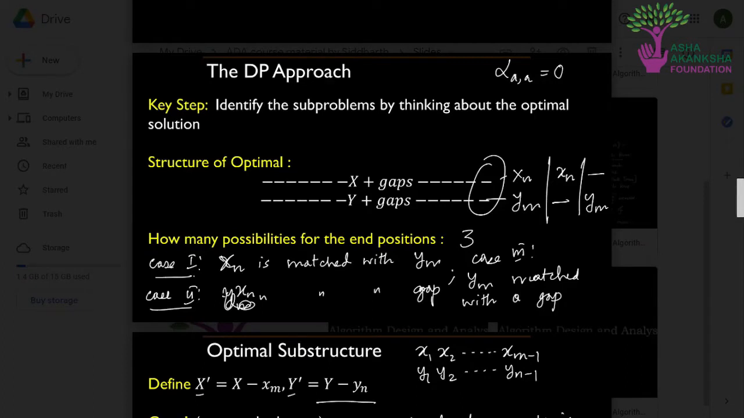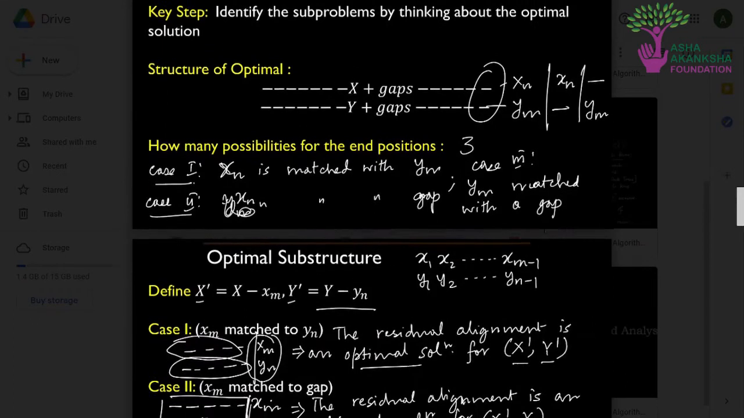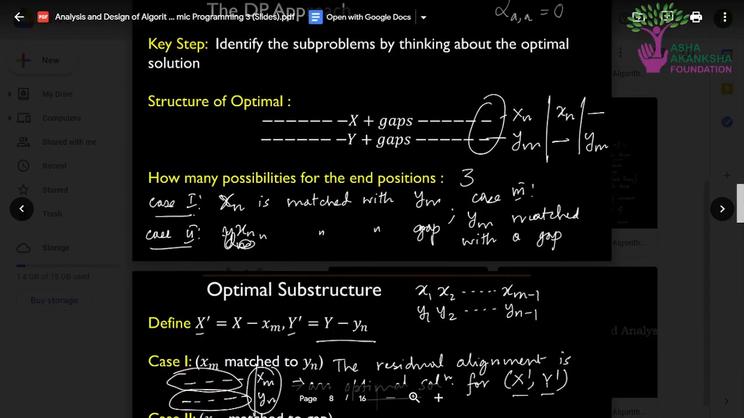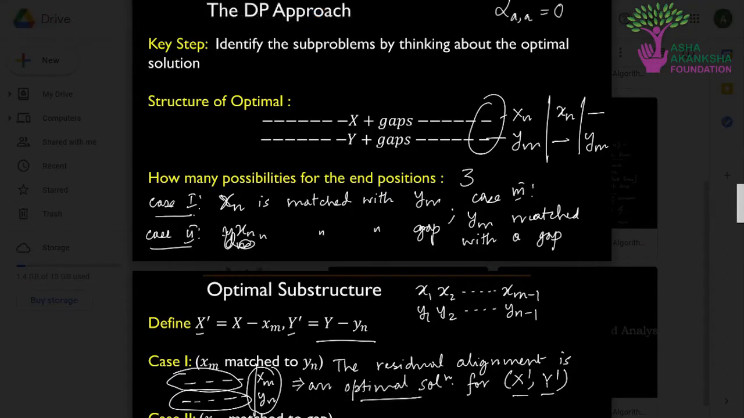Either they can be the same, that is xn and yn, or x can be aligned with a gap, or ym can be aligned with a gap. So how many possibilities can there be for the end position? Either xn is aligned with yn, or case 2 can be xn is aligned with a gap, or case 3 can be that yn is aligned with a gap. These are the three cases.